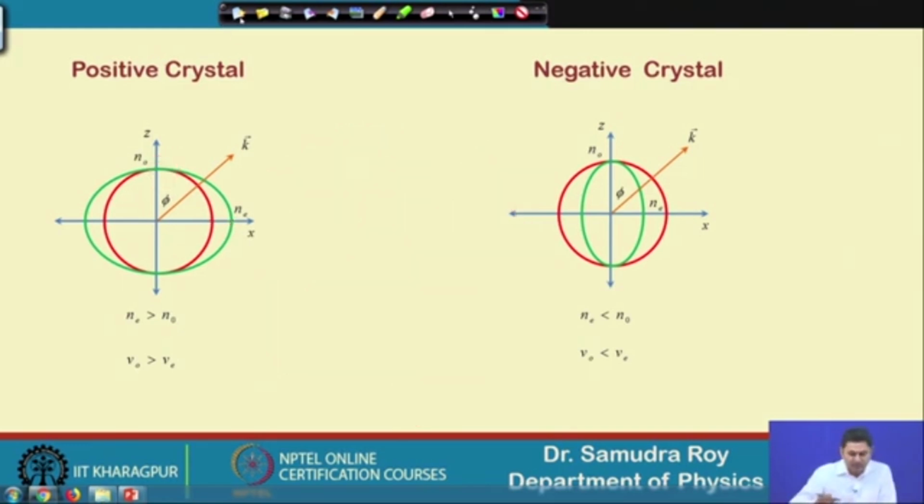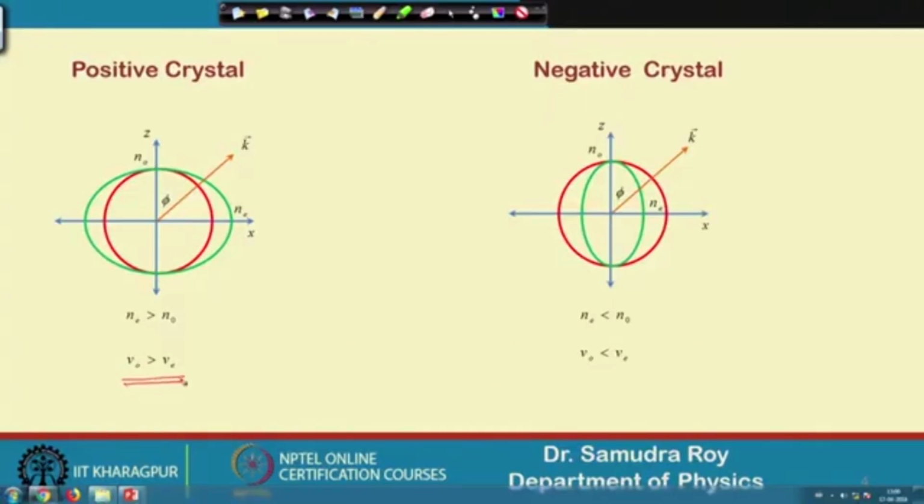Well, if there is a positive crystal, then the next question is whether there is a possibility of a negative crystal. Obviously, there is a possibility of a negative crystal, because here we find that the velocity VO is greater than VE, but there we will find that the velocity of the ordinary wave is less than the velocity of the extraordinary wave. So, here my condition is VO, just the opposite, is less than VE, and in terms of refractive index I can say that NE is now less than NO.